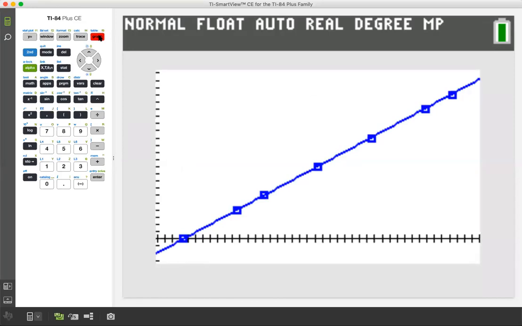Any questions getting that? I want you to make sure you're asking questions so you're understanding all the parts of the calculator.